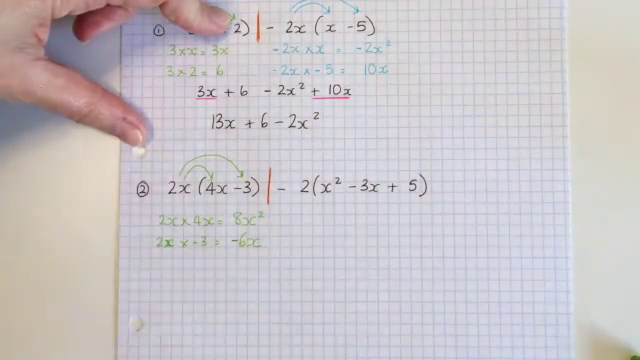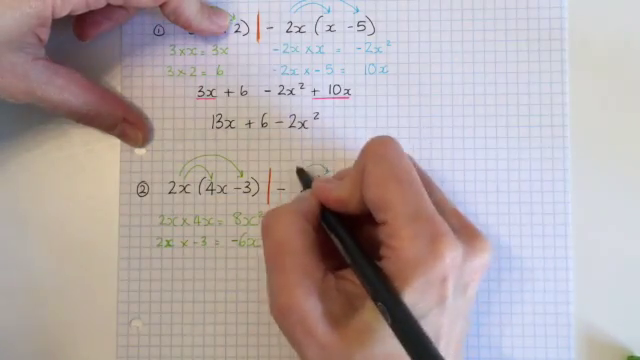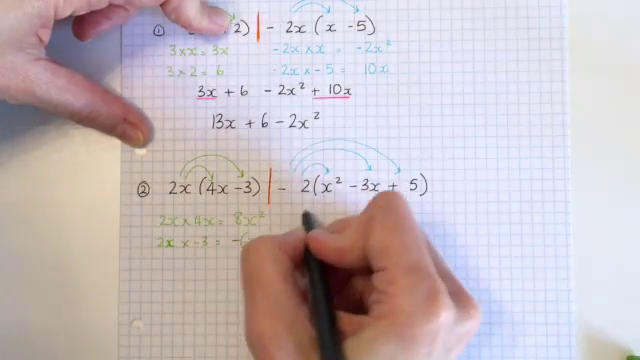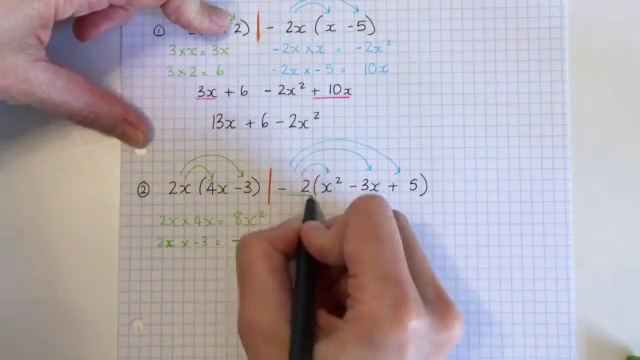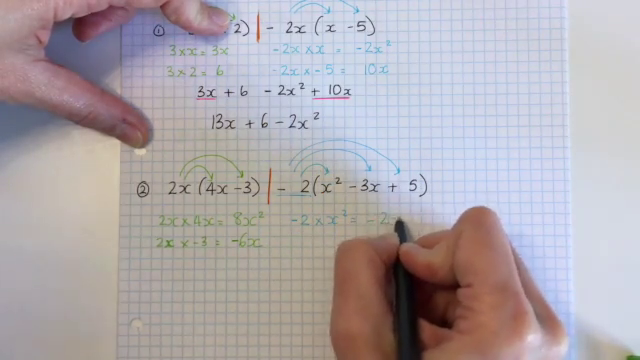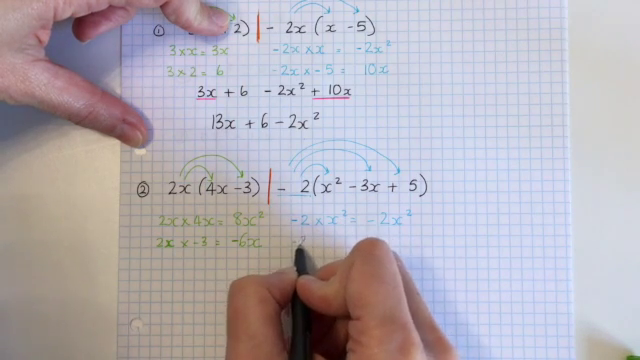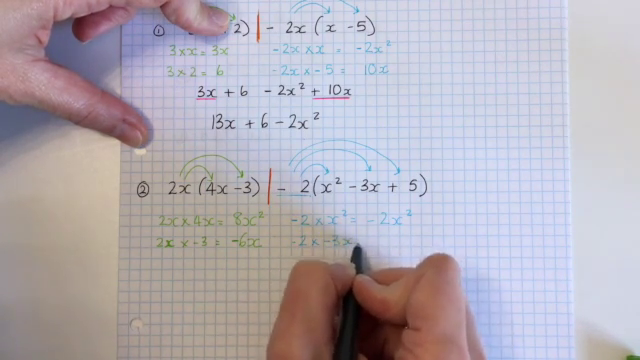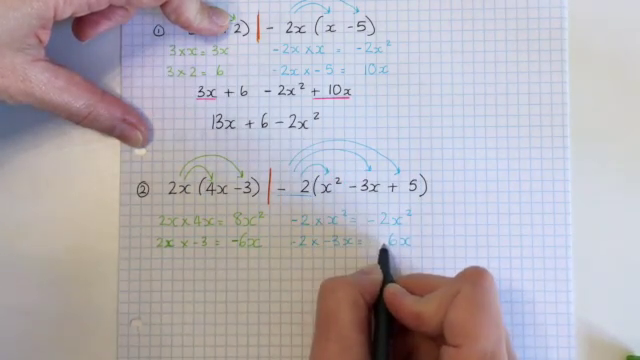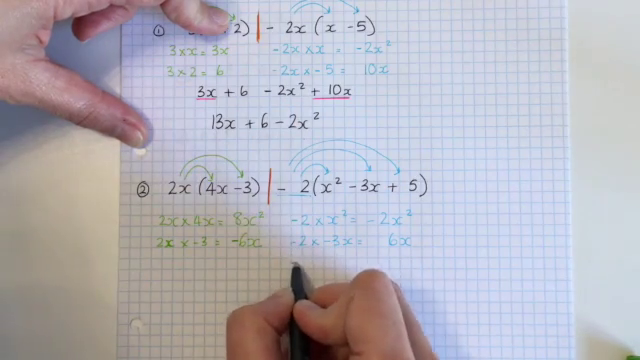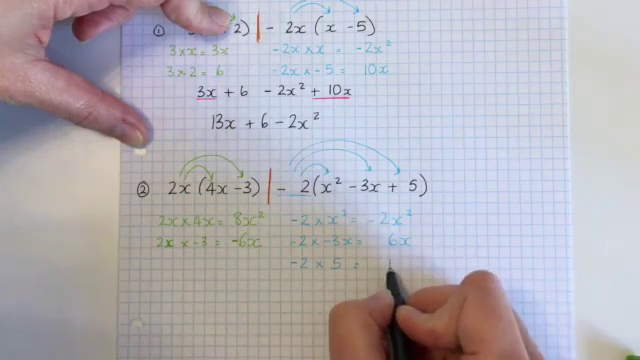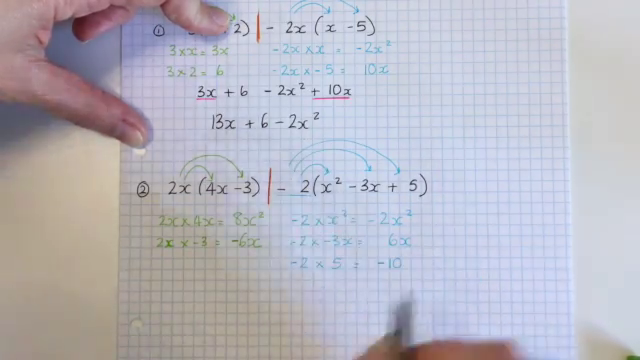Okay, let's have a look at the other side. So this time I've got 3 multiplications to do. That doesn't matter, it's just one extra. Okay, so I remember this is negative 2 altogether. So negative 2 times x squared is just negative 2x squared. Next one, negative 2 times negative 3x. Okay, 2 times 3x is 6x. A negative and a negative is a positive, so that stays like that. Negative 2 times positive 5. So 2 times 5 is 10. Negative and a positive is a negative.